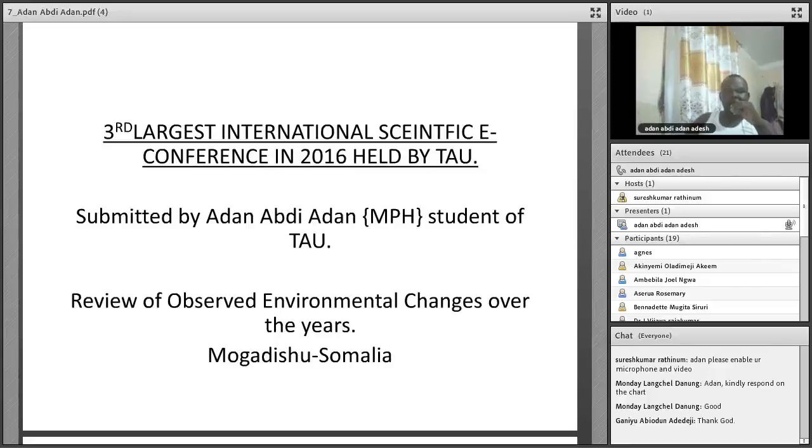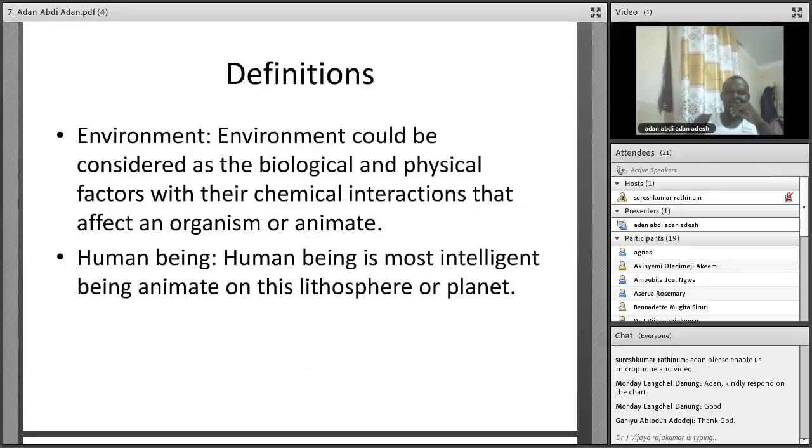Okay, review observed environmental changes over the past 2 centuries in Somalia. Sorry, Somalia has had no government for past years. So many people do not know about Somalia, but let me introduce you today.